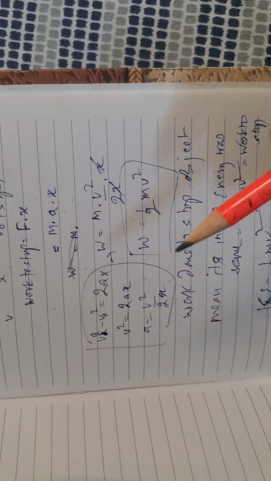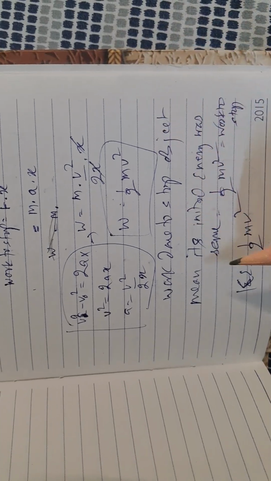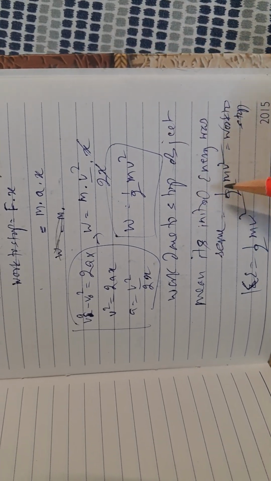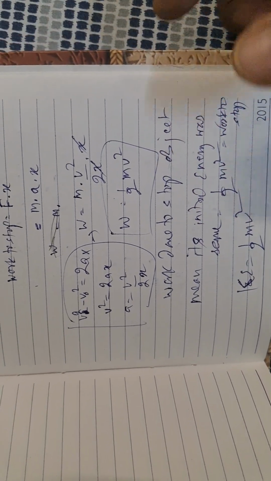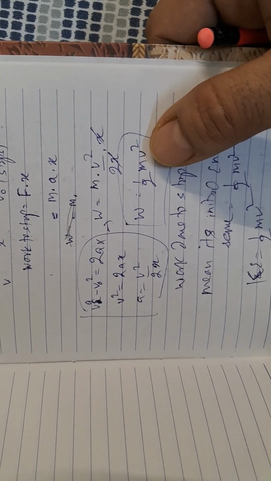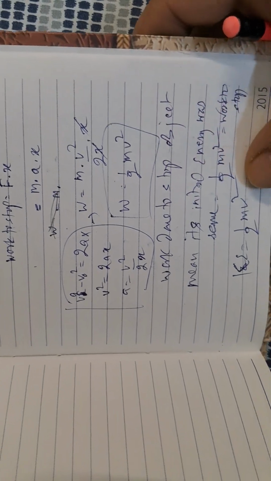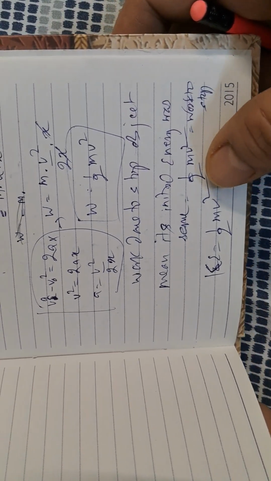The total work done to stop the moving particle is half mv square. So the initial energy of the moving particle will also be half mv square, so we have to do work half mv square to stop it. So the kinetic energy of the particle we can say is half mv square. Simple.